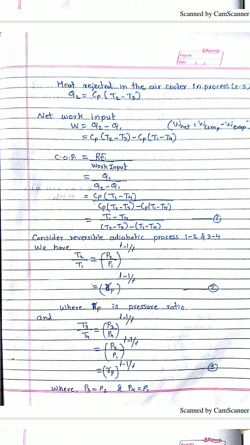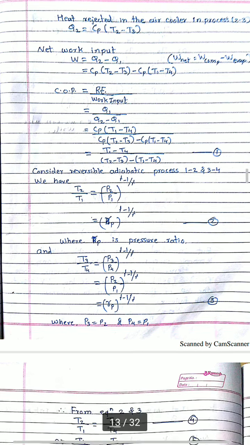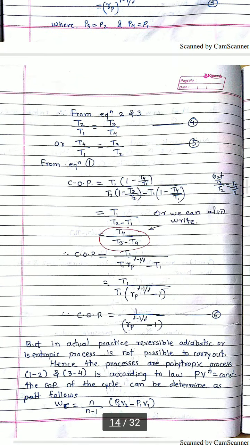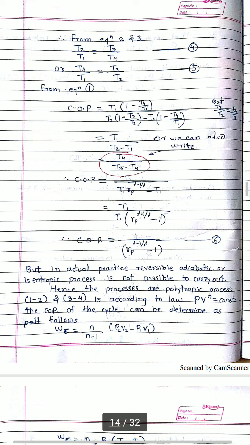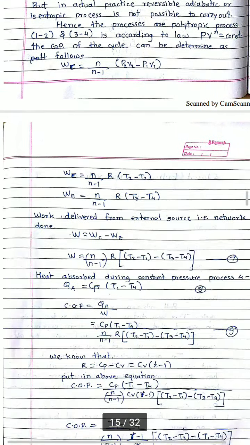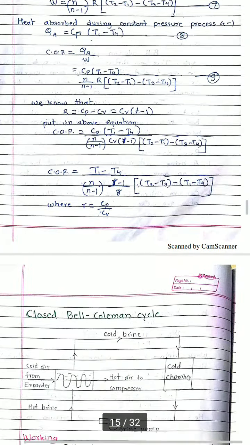This is the formula for the Bell Coleman cycle. If the pressure ratio is given, then equation number 6, COP is 1 upon Rp raised to (gamma minus 1) upon gamma, minus 1. Here Rp is the pressure ratio, P2 by P1 or P3 by P4. Gamma is the adiabatic index, which is always equal to 1.4. So hope you have understood this point. Then we will discuss the numericals.